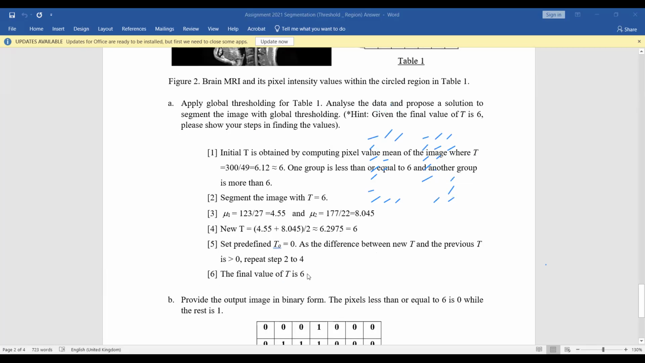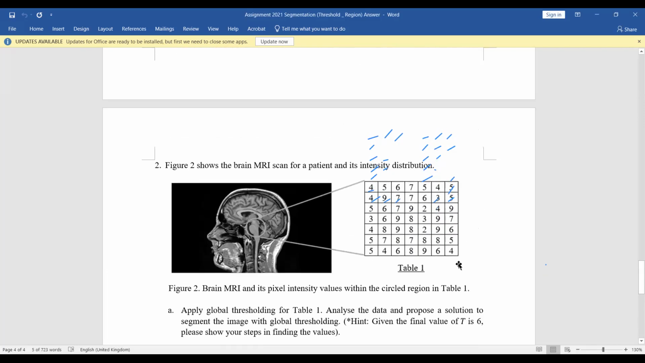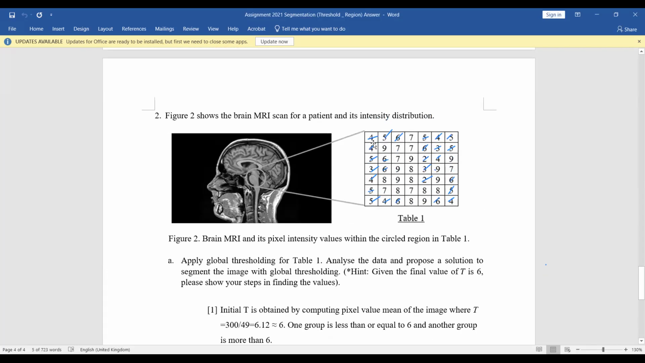Once you get the final value equal to 6, what happens? Then you repeat the whole image.